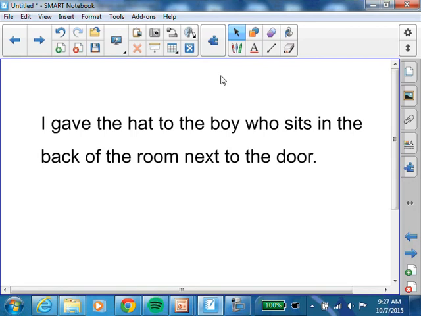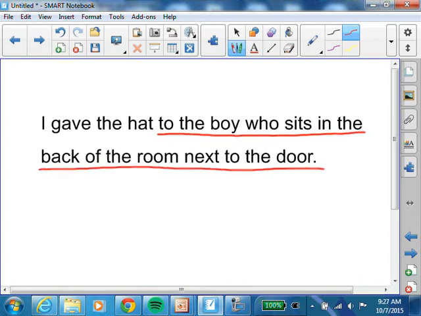Now, here we get a little bit complicated because sometimes with phrases, and this goes for all phrases, not just prepositional phrases, there's a lot of overlap and you'll have phrases within phrases. You could regard everything after the word hat in the sentence as one big prepositional phrase, which in fact it is. To the boy who sits in the back of the room next to the door. But then within this very large prepositional phrase, you get a few more smaller prepositional phrases, such as in the back of the room.